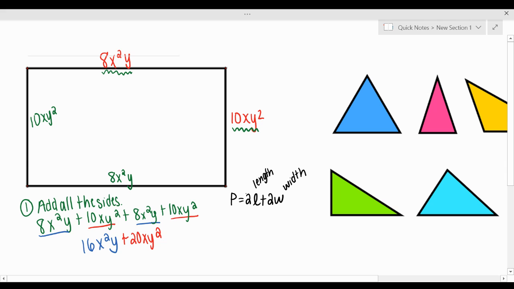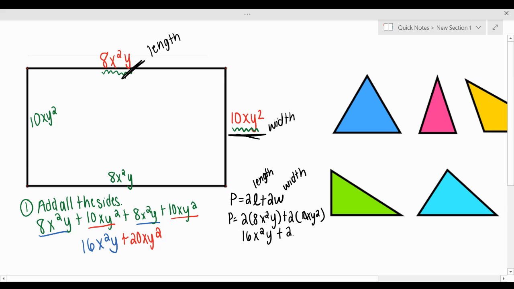So from here, what we're going to do is we're going to plug in. This would be our width. Doesn't matter which one is which. And this one would be our length. All right, so we plug that in. P is equal to 2 times 8x squared y plus 2 times 10xy squared. And then we just distribute. 2 times 8 gives me 16x squared y plus 2 times 10 gives me 20xy squared. And we can't add those together because they are not like terms.